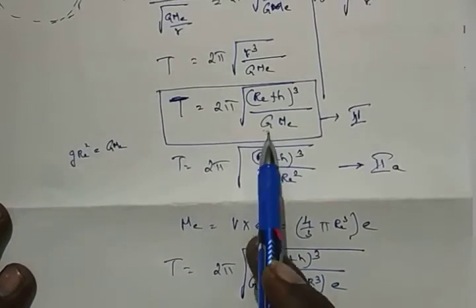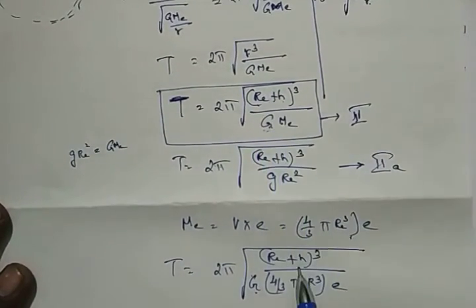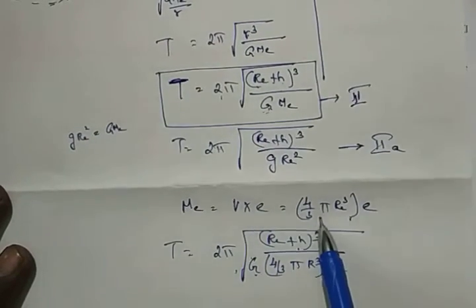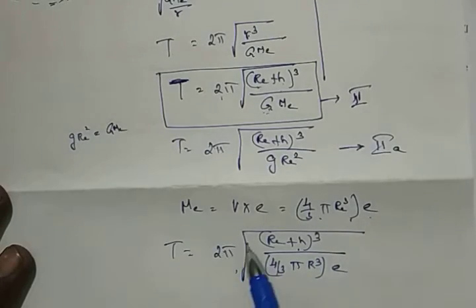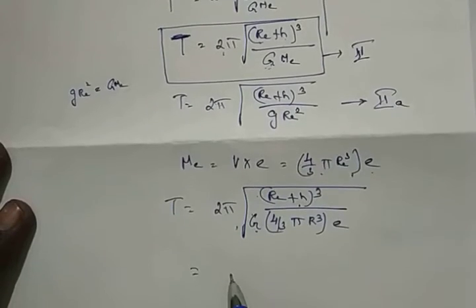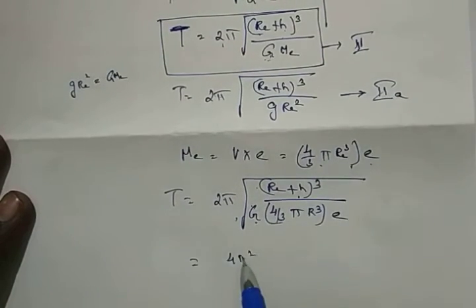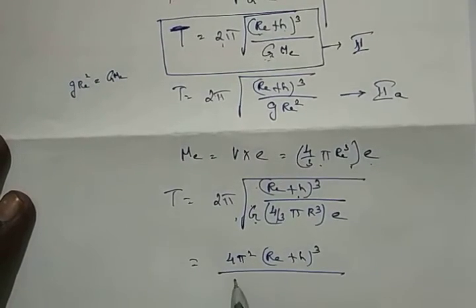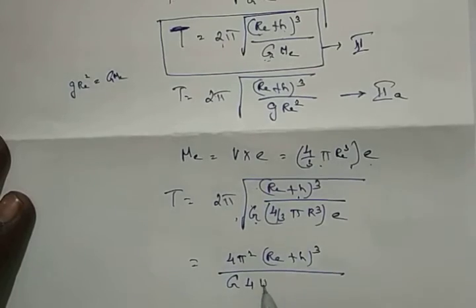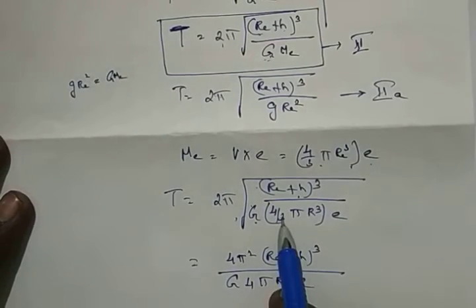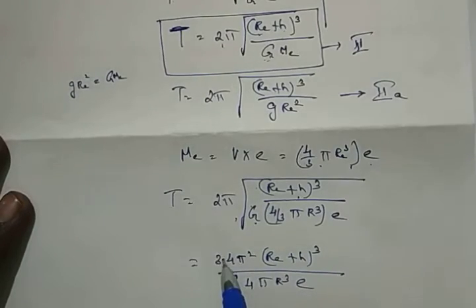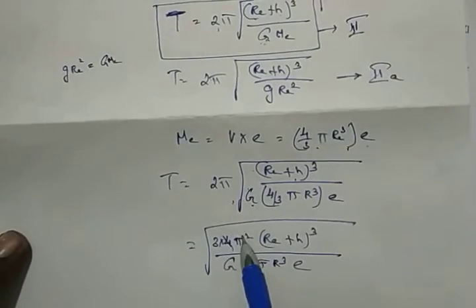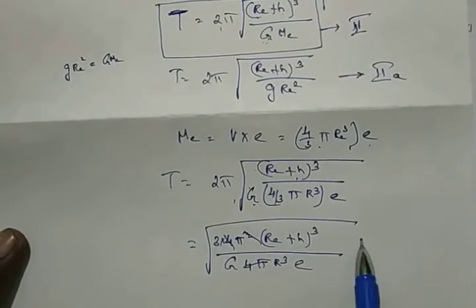And G is already there. Re plus h is the same thing here. And 2 pi is the same thing here. One thing is we are going to put volume into density. Now this 2 pi you can bring inside and then you can find the final thing. 4 pi square, it will become Re plus h the whole cube divided by G 4 pi r cube rho. This 3 you can bring up there, so it will become 3 into. Right, now 4 pi, 4 and 1 pi get cancelled. Rest everything remains the same.